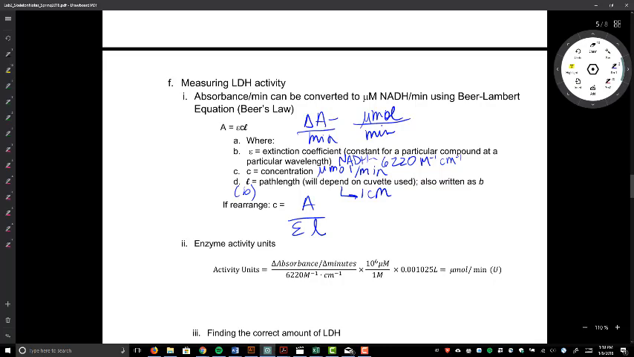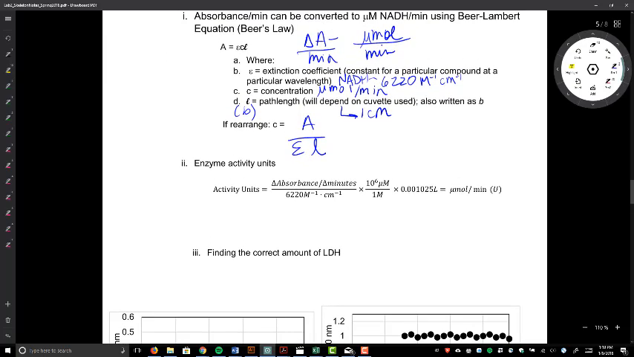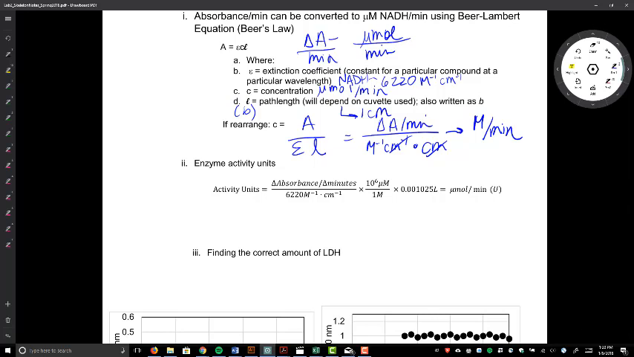So C equals A over epsilon L. And so we get the delta A per minute divided by molar to the -1, centimeter to the -1, times centimeters. Centimeters cancel, and you end up with molarity per minute. All right, so we've figured out how to quantify the rate in terms of molarity per minute. So how do we get to the number of enzyme activity units, which is quantified in terms of micromoles per minute?